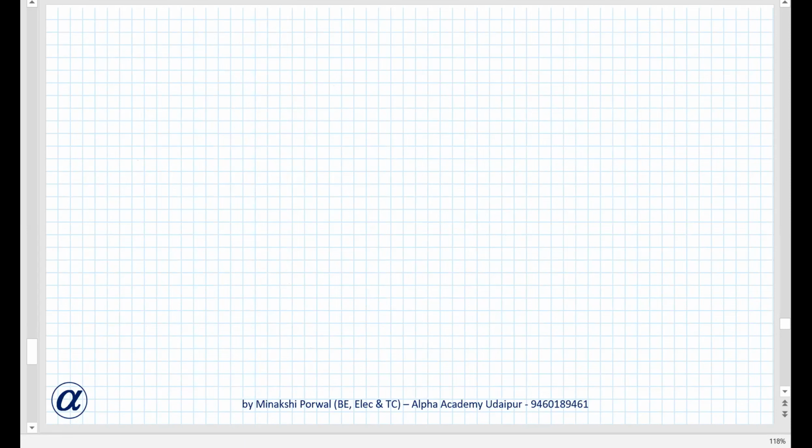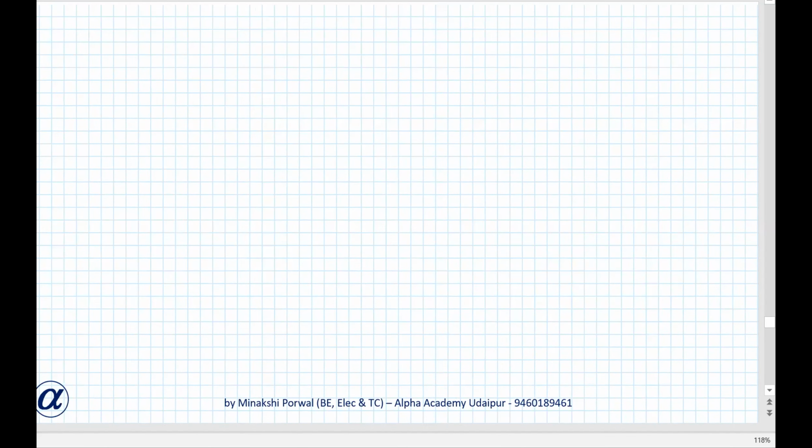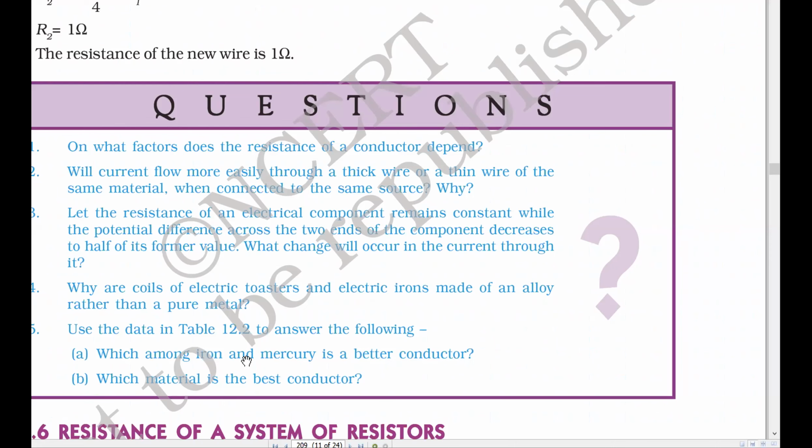Okay. Then question number 5. Use the data in table 12.2 to answer the following. Which among iron and mercury is a better conductor? It will be iron, because it has less resistivity. Okay, Kavin also raised the hand. So it is iron because it has less resistivity.